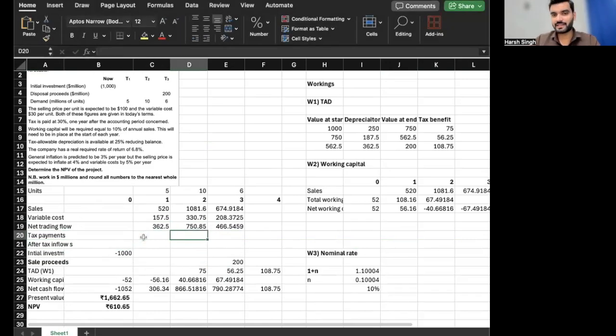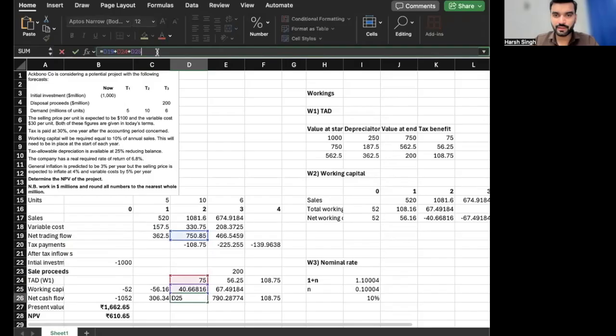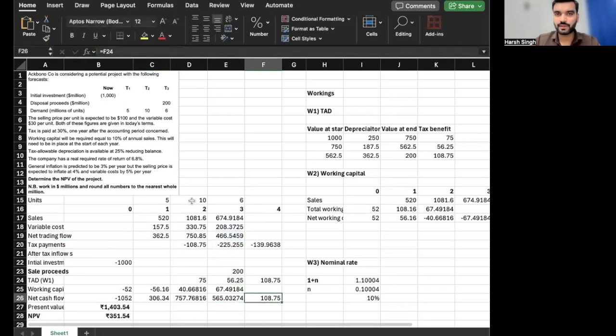So again, the tax will be paid after 1 year. And what is the tax that is supposed to be paid, everyone? 30%. So what is the net trading flow? This amount multiplied by 30%, and it should be negative, everyone. Now in net cash flow we need to add this thing as well. Now the NPV looks closer.